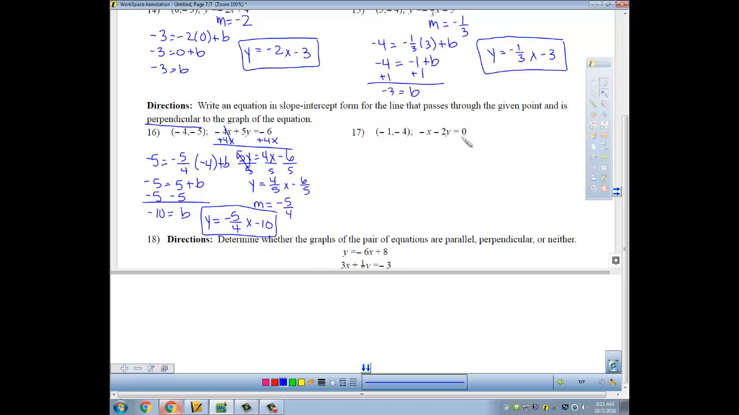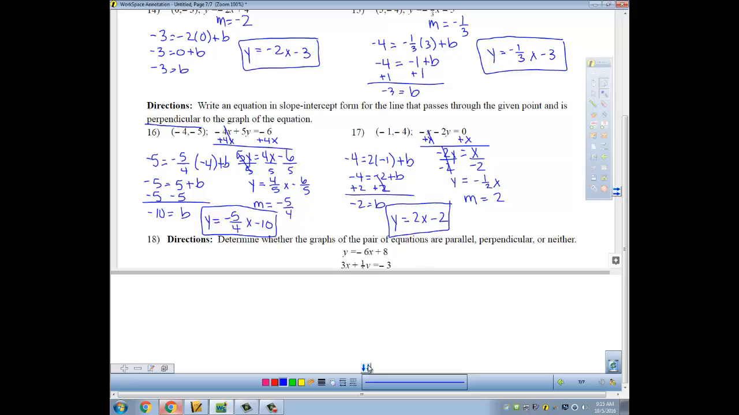17, figure out what is the slope of this line, so add x to both sides to get negative 2y equals x. Divide by negative 2 to get y equals negative 1/2 x. So your new slope is going to be a positive 2. So plug those in. Negative 4 equals 2 times negative 1 plus b. Negative 4 equals negative 2 plus b. Add 2 to both sides to get b equals negative 2. So your final equation, y equals 2x minus 2.